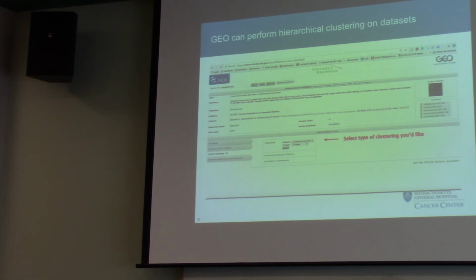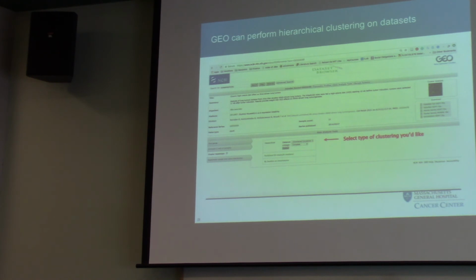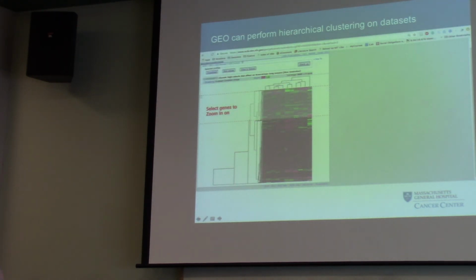You can also notice it can do k-means and k-median clustering as well, but we won't be talking about that today. Once we select what kind of clustering we want, all we're going to do is press display, and then you should get this map. Yeah, this is exactly right.